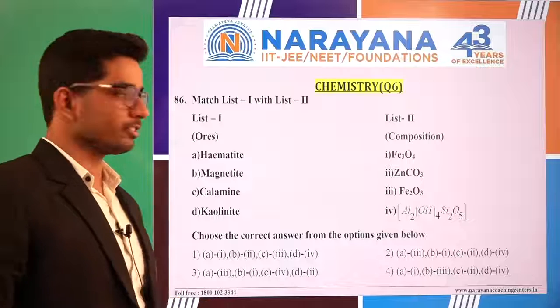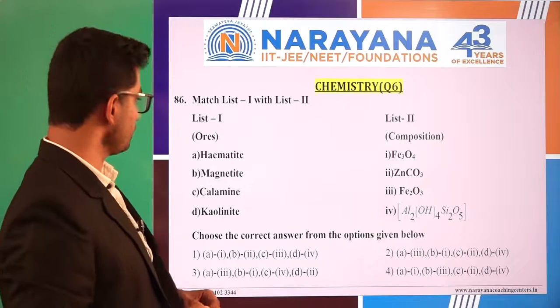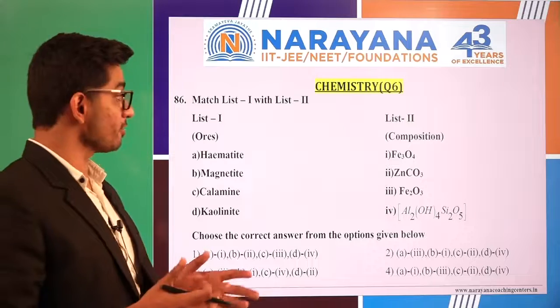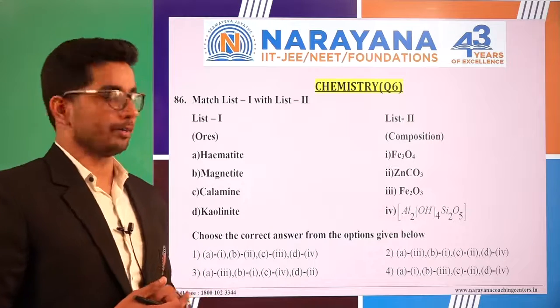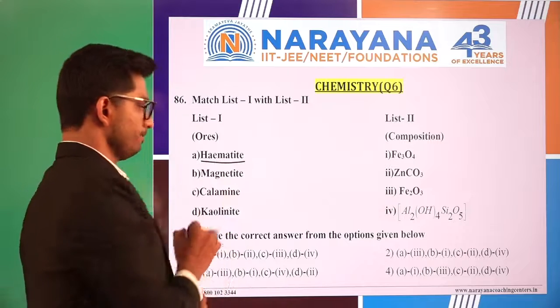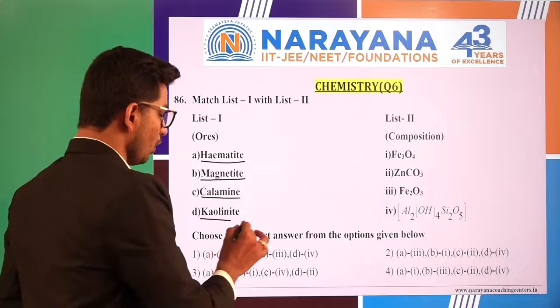Okay, so we will see the next question. The question is: match List 1 with List 2. List 1 contains ores and List 2 is the composition. So basically it is a question from the metallurgy part. Here, if we see the ores, we have hematite, magnetite, calamine and collinite.